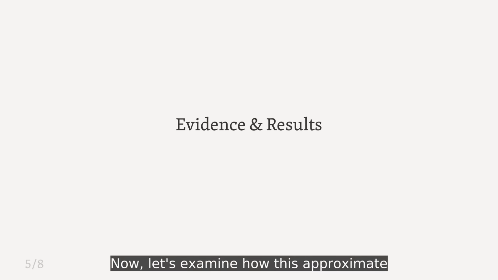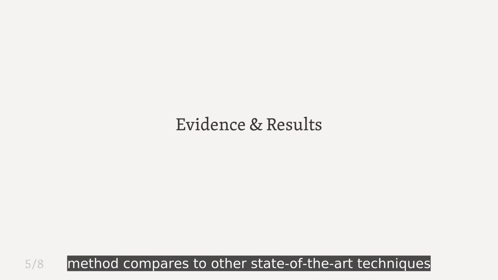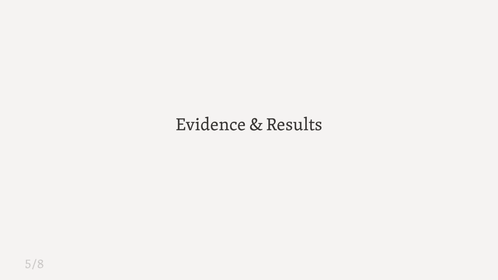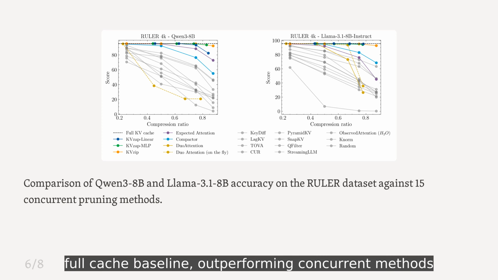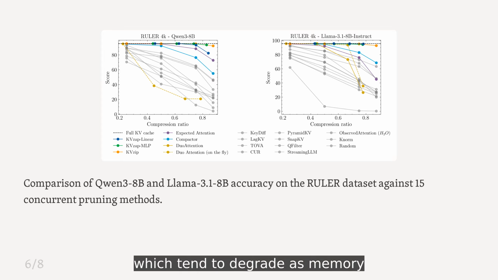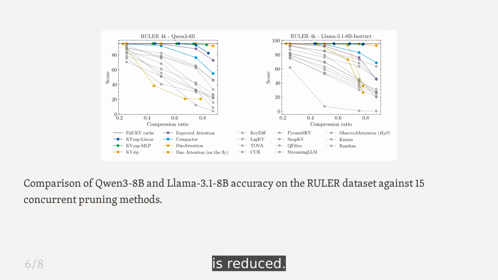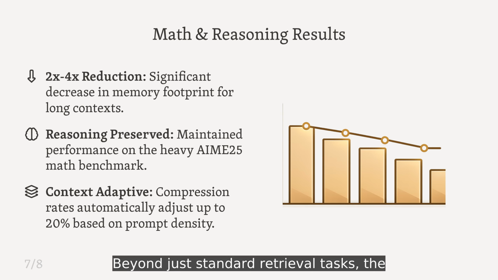Now, let's examine how this approximate method compares to other state-of-the-art techniques in practice. The authors benchmarked KVzap against 15 other pruning strategies. As shown in this leaderboard comparison on the RULER dataset, you can see that even at high compression rates, their method maintains accuracy that closely rivals the full cache baseline, outperforming concurrent methods which tend to degrade as memory is reduced.